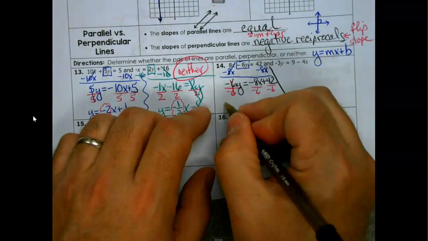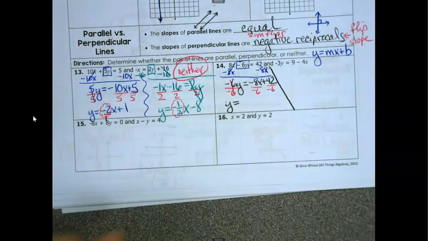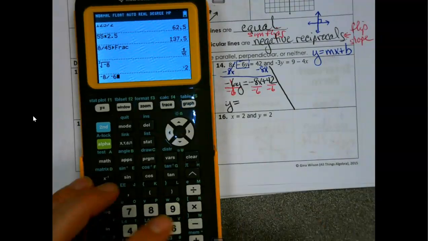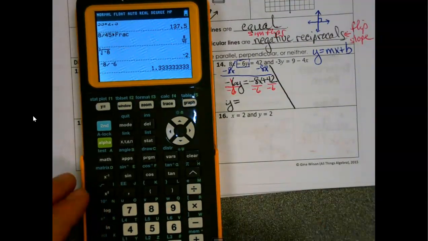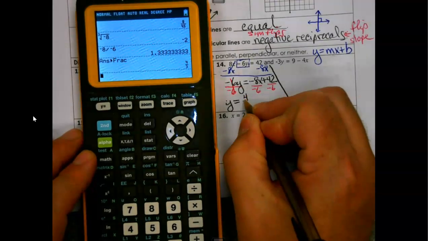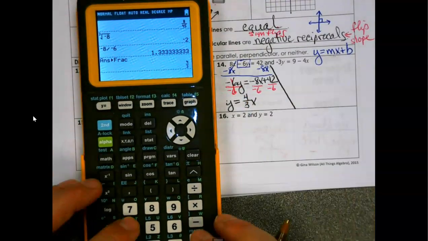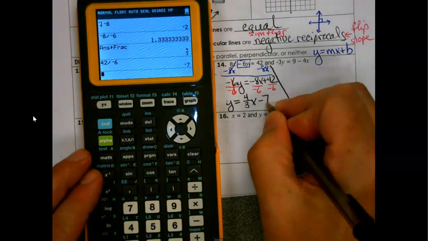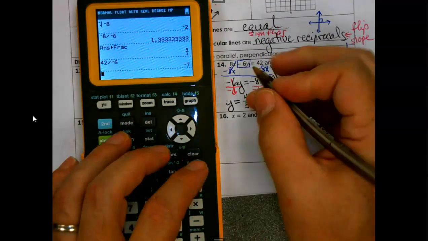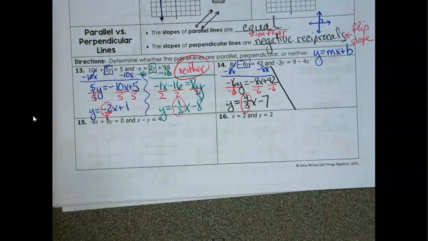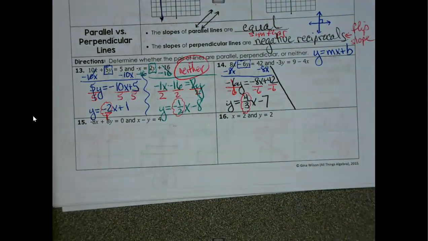So this first one, 8/6. Hang on a minute here. -8 divided by -6. We don't do decimals with slope. Okay, so that's 4/3. So 4/3x, and 42 divided by -6 is -7. So there's my slope in the first one. So I'm going to try this one more time.